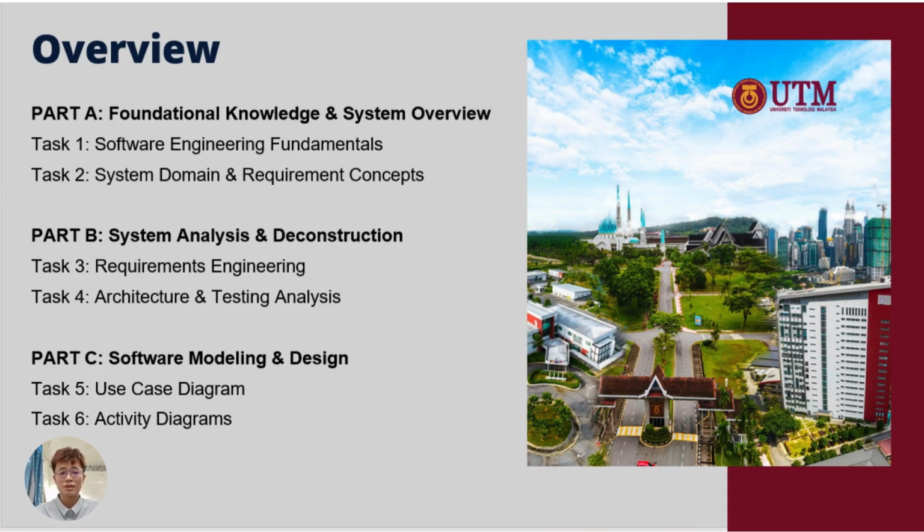This is the overview of this video. It consists of 3 parts, and each part contains 2 tasks. Part A is foundational knowledge and system overview. Task 1 is software engineering fundamentals, and Task 2 is system domain and requirements concepts. Part B is system analysis and deconstruction, and Task 3 is requirements engineering, Task 4 architecture and testing analysis. For Part C, software modeling and design, the Task 5 is use case diagram, and Task 6 is activity diagrams.